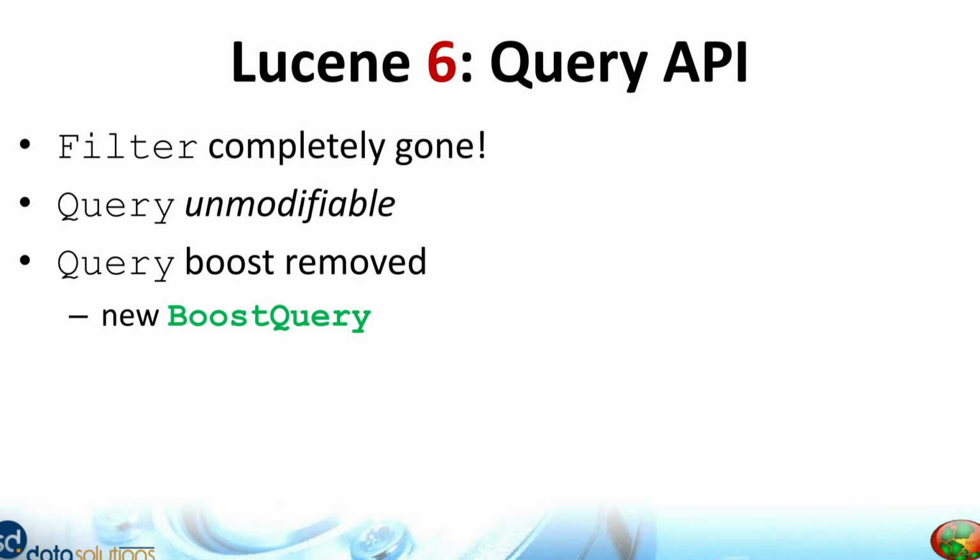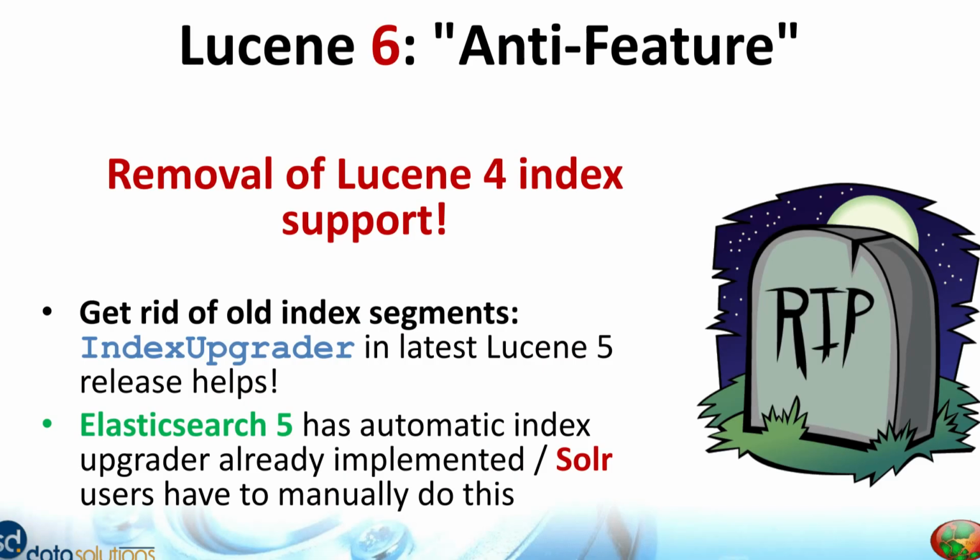There's also a small anti-feature in Lucene 6: it no longer has support for Lucene 4 indexes. So you need to use the index upgrader to upgrade it first to the latest Lucene 5 version. And with the coming Elasticsearch 5, it also has an automatic upgrade, so users don't have to do that manually.